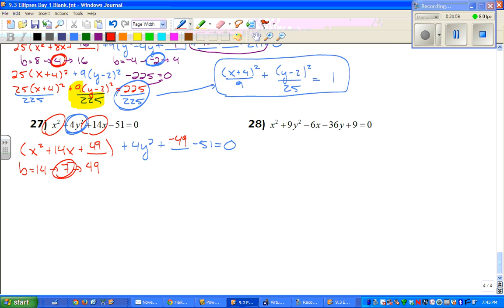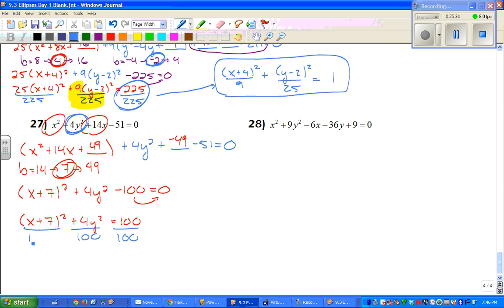I can use that 7 to help factor, so the parentheses factor to x plus 7 squared. I still have the plus 4y squared outside, and then negative 49 and negative 51 give me negative 100 equals 0. Okay, let's slide that negative 100 to the other side. x plus 7 squared plus 4y squared equals 100. And now to make sure that this is set equal to 1, I have to divide everything by 100.